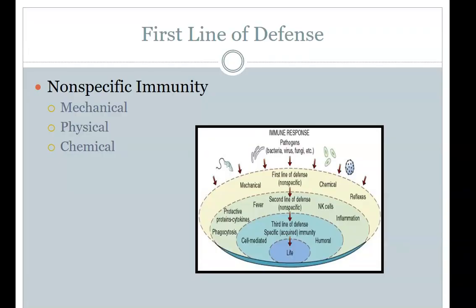The first line of defense includes 3 different methods of warding off pathogens without having to recognize them. They are mechanical, the barrier of the intact skin and the sticky mucus on mucous membranes. The physical is coughing, sneezing, vomiting, or diarrhea. And then the chemical is tears, saliva, or perspiration.